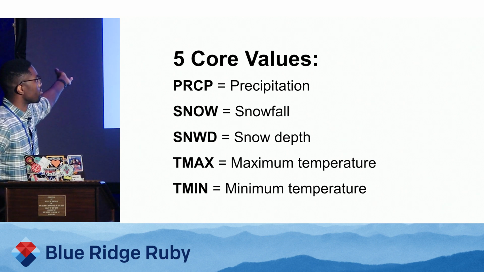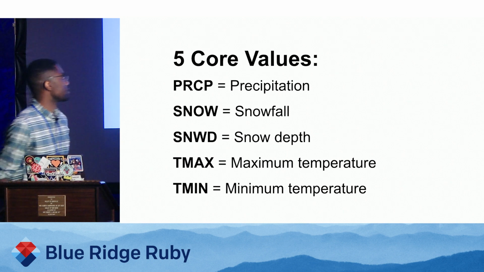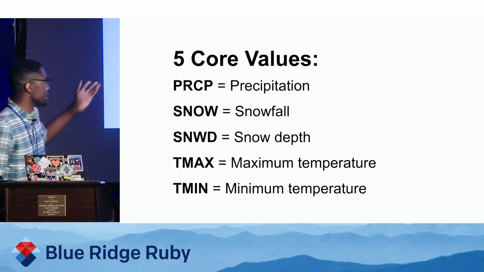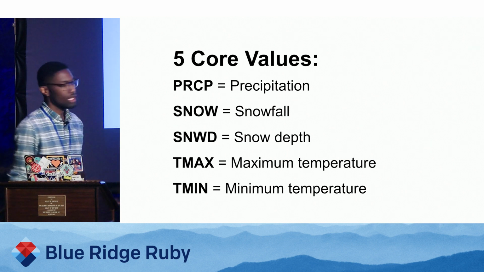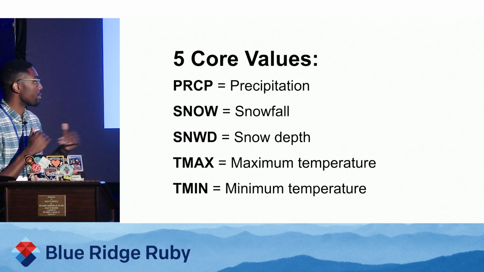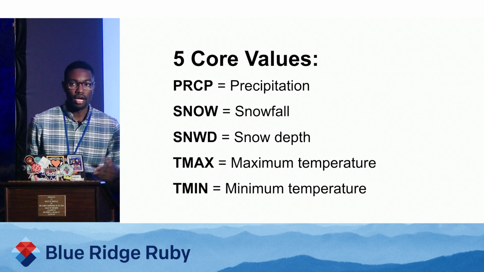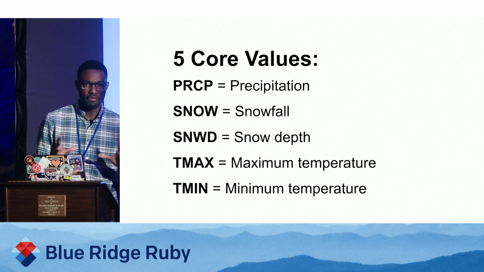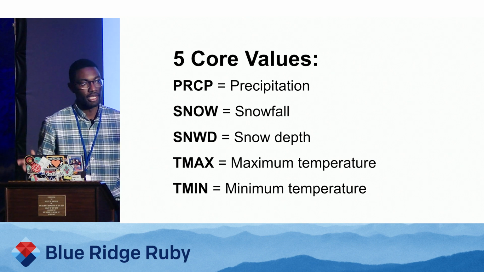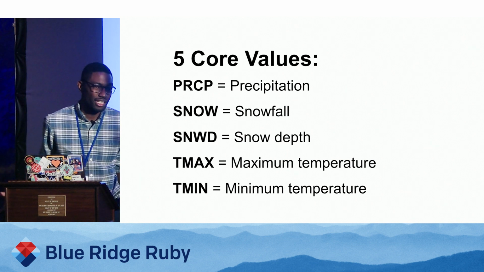PRCP is the precipitation, snow is snowfall, SNWD is snow depth, Tmax is the maximum temperature, and these are all for a given day, and Tmin is the minimum temperature for a particular day. There are more columns in that data set other than these, but the document said these are the 5 core values that we've designated. And I think these core values have something to do with predicting the maximum temperature.